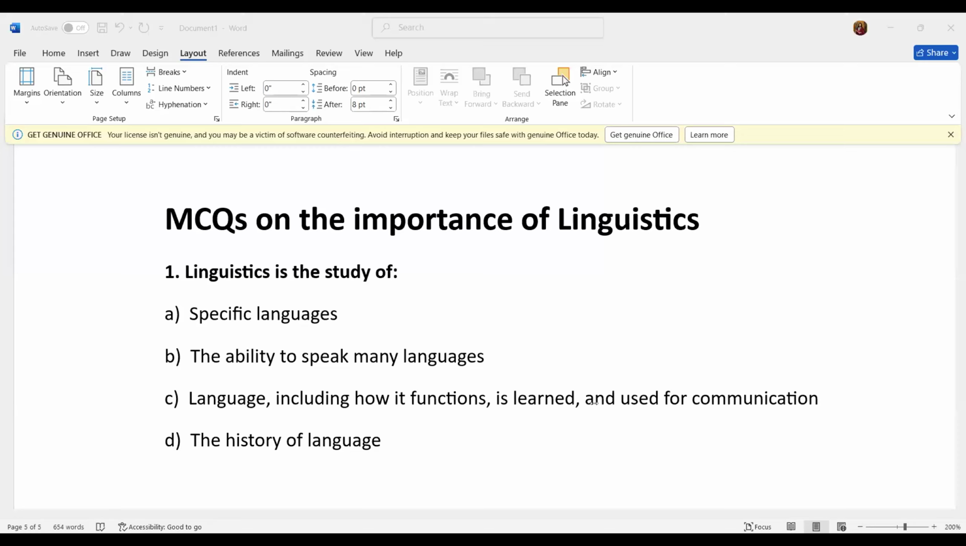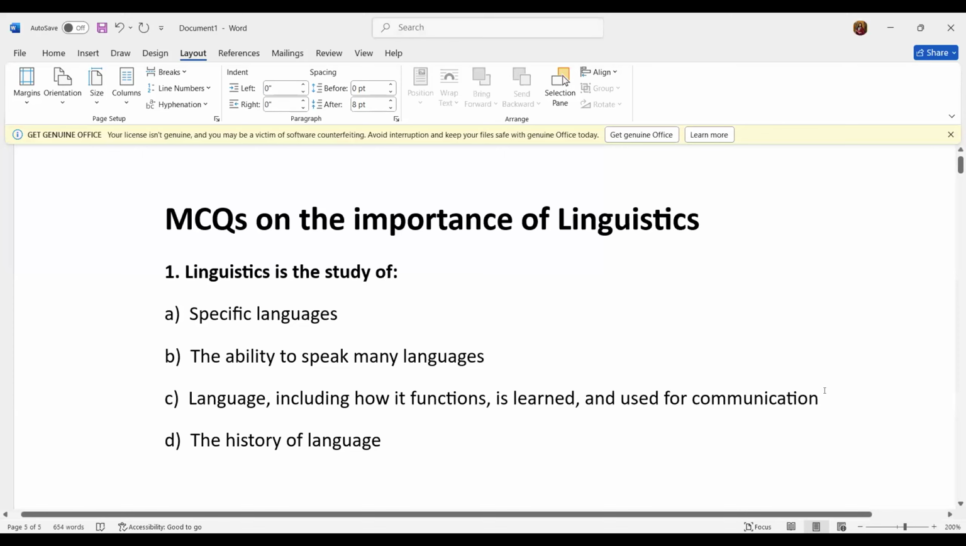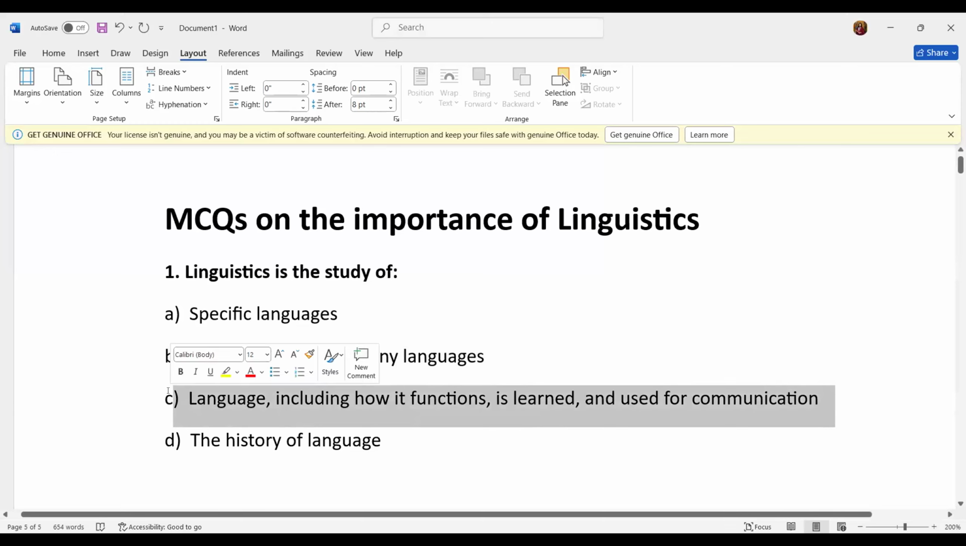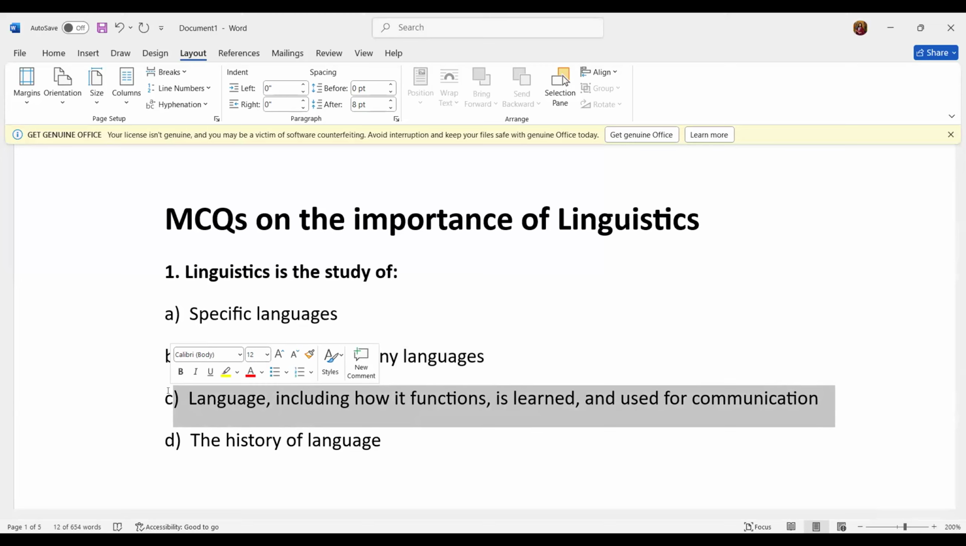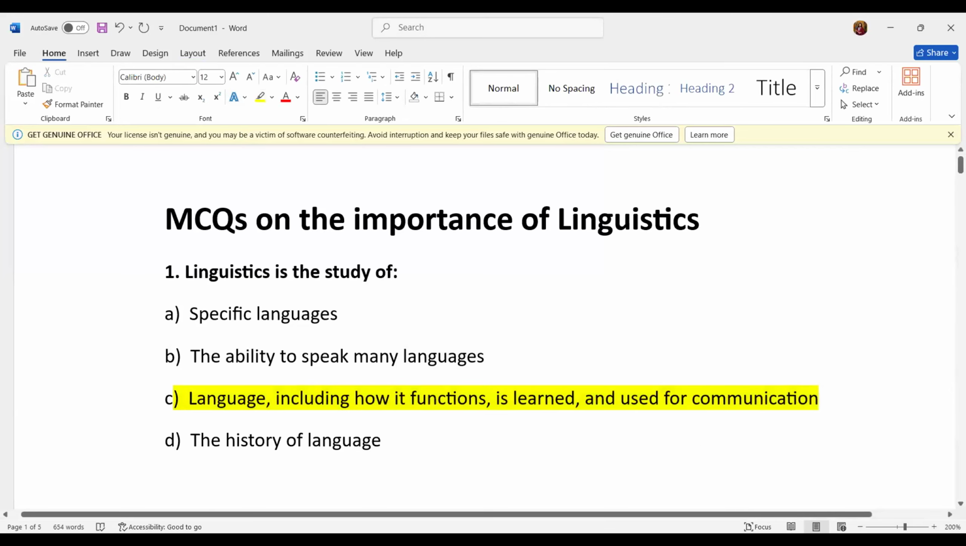Yes. The majority is telling answer C. And that means linguistics is the study of language, including how it functions, how it is learned, and how it is used for communication. So that is correct. We'll go to the next question.